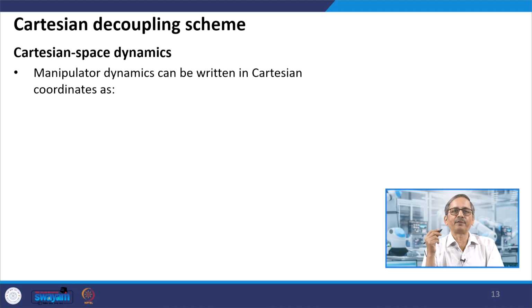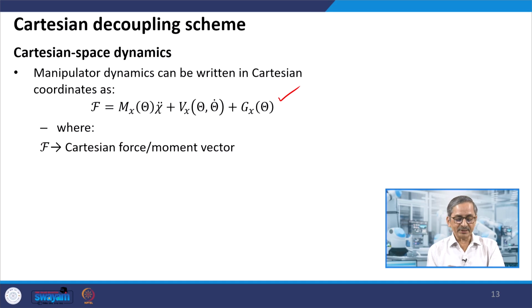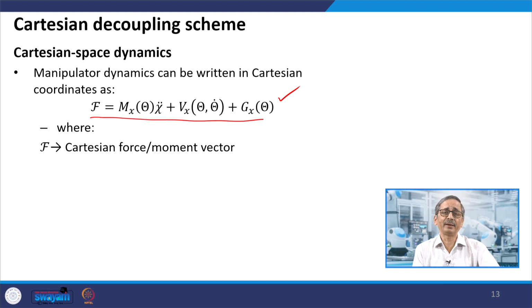Okay. So, if you look at the Cartesian space dynamics, the manipulator dynamics can be written in Cartesian coordinates as this one. In the previous lectures, we have seen these equations actually, right, and this equation is written in the Cartesian form, right. It is analogous to the one which we have seen for the joint space.